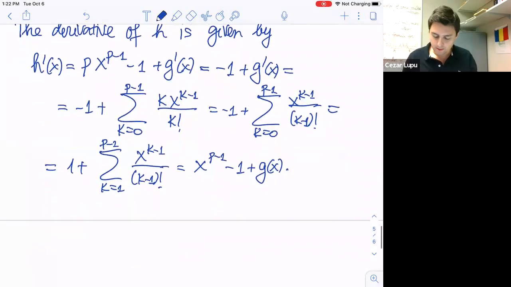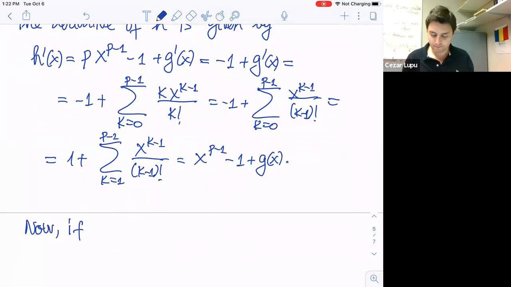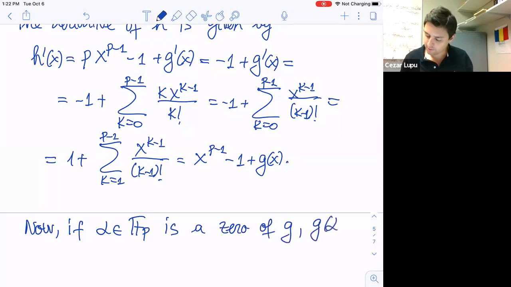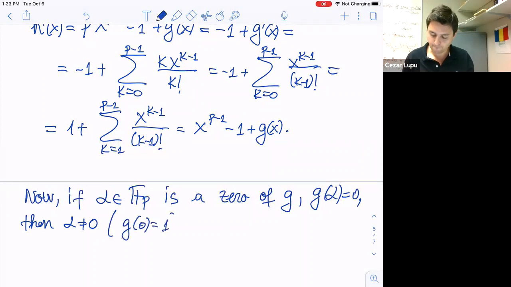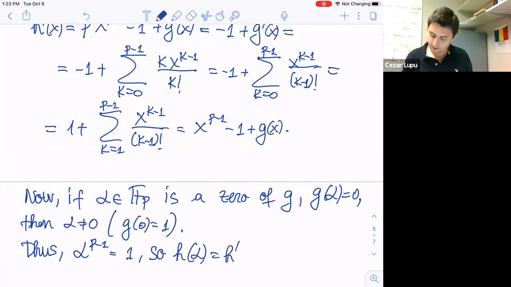And now, so we have this. Now, if we have, let's say, a number alpha in F_p that is a zero of g, in other words, g of alpha is 0, then this alpha is different than 0, right? Because keep in mind that g of 0 is 1. All right. So let's see, what do we have? Alpha to the power p minus 1 will be 1. So h of alpha is the same as h prime of alpha, and it's 0, right?